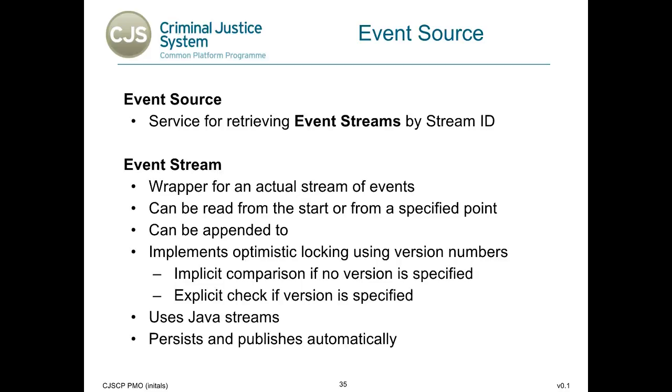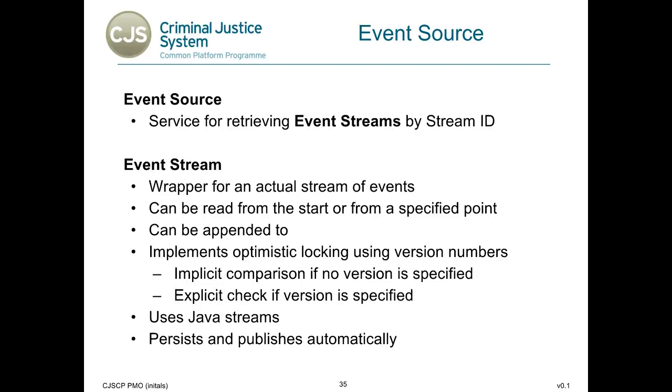If you do catch it, then you can try and deal with the problem within the handler if you want to. It also supports explicit version checking. So if you do want to specify a version, you can explicitly append after a particular point in the stream. So you can say, okay, I'm only interested in this succeeding if the stream is currently on version 10 and I'm appending event number 11.